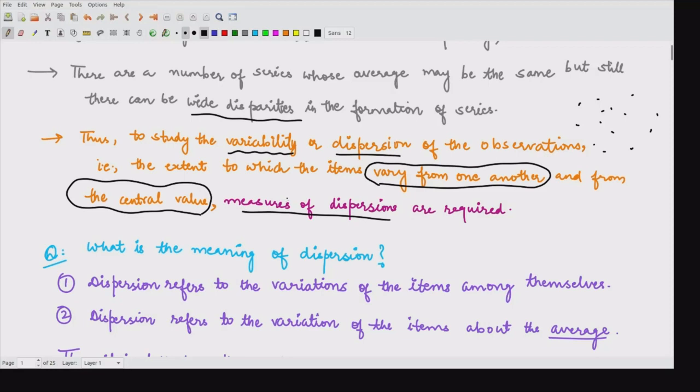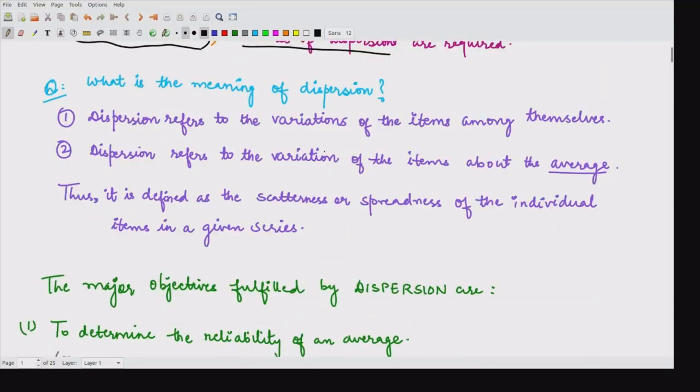So what is the meaning of dispersion here? Dispersion refers to variations of the items among themselves. How much one particular item varies from another item, that is the first thing. Second thing, how much is the variation of such items about the average? Here we will study the scatteredness or the spreadness of the individual items that are given in this series.